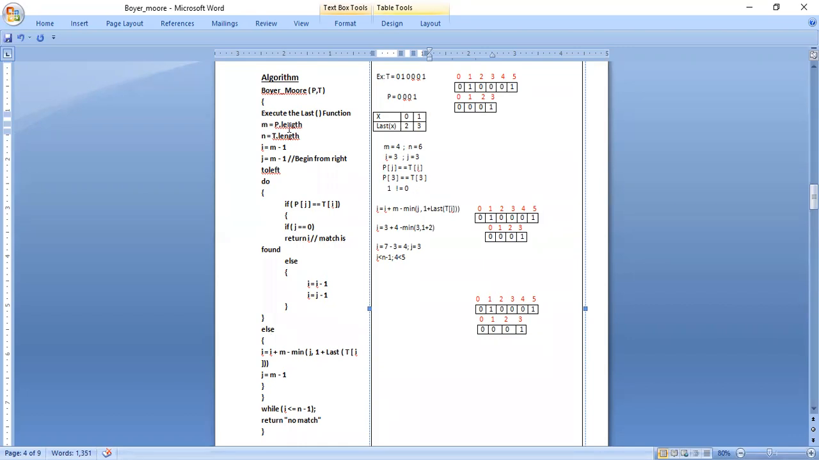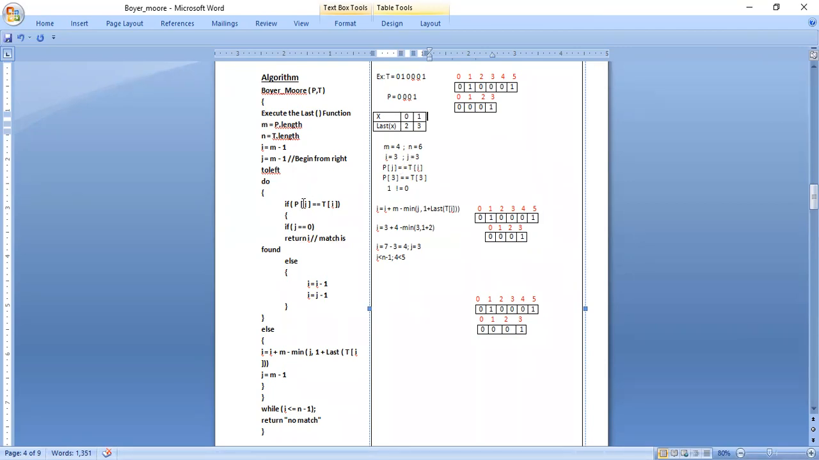Then the next thing we are supposed to do is get the values of m and n. What is m? It is the length of the pattern. How many characters are there? 4 characters. So m is 4. n is the length of the input text. How many characters are there? 6. So I have initialized it as 6. Next, i and j values have to be initialized. As we are performing from right to left, it will be m minus 1. So 4 minus 1, 3. So i and j have both been initialized to 3.